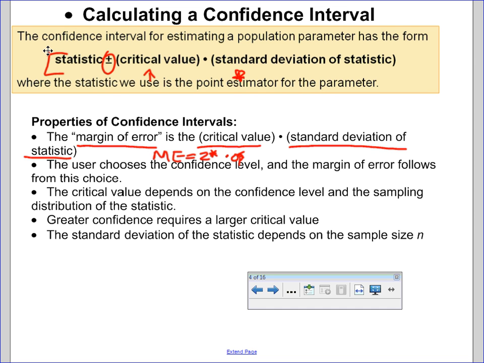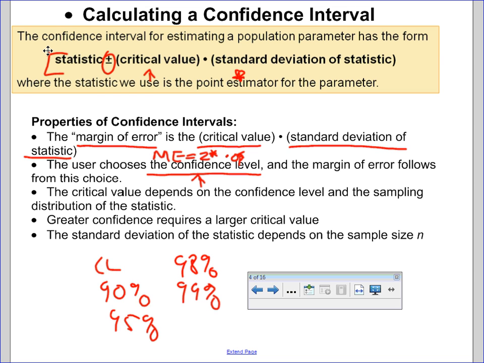The user chooses the confidence level. Traditional confidence levels will be 90%, 95%, 99%, or 98%, which will be the ones we'll do. In the absence of instructions in this class, we'll use 95%, but if asked to find a different one, we will.